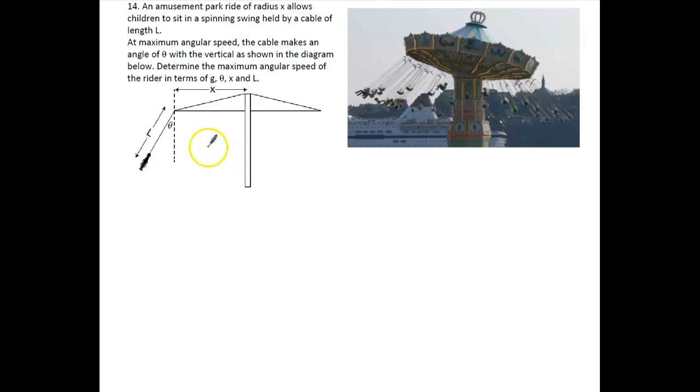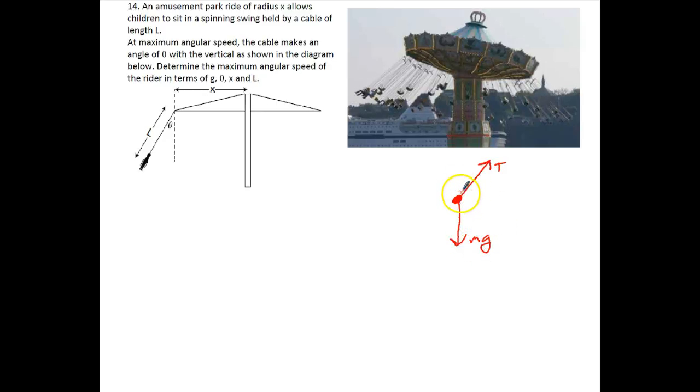So we need to do a few things. The first thing that we need to do is a free body diagram for the person, but we're going to do it over here. We're going to say that the person is here, and we know that we have a tension in the cable going up and to the right like that. And then we have mg moving down. So we're going to put mg.